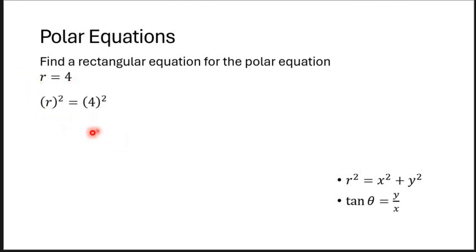So I square both sides and I get r squared is equal to 16. Now I know what r squared is, and I see here that I can replace r squared with x squared plus y squared. So I'm going to go ahead and do that.